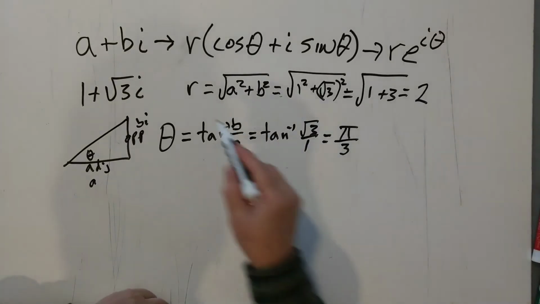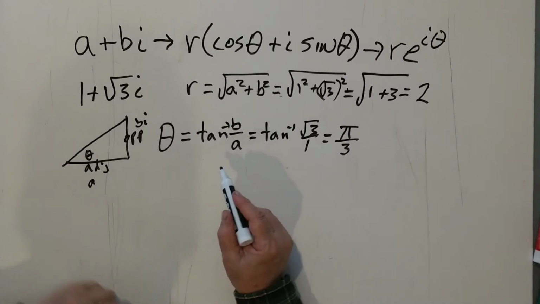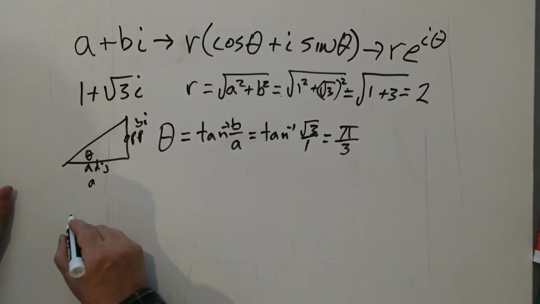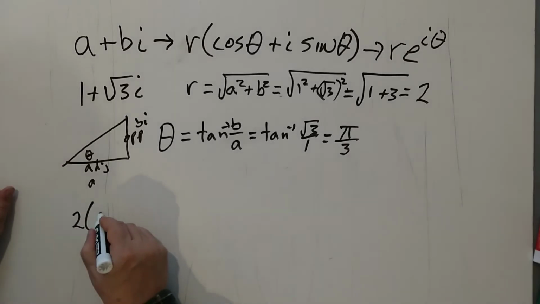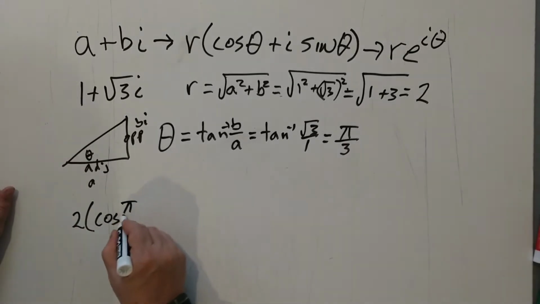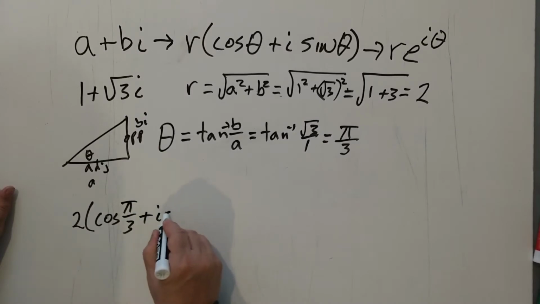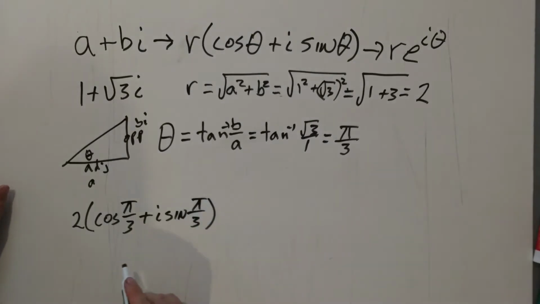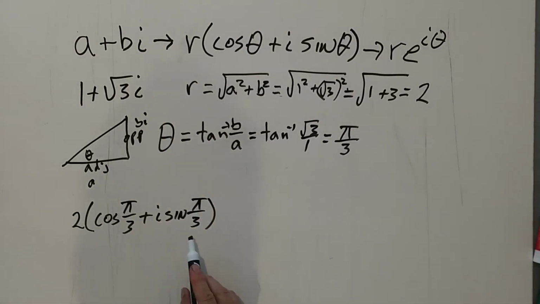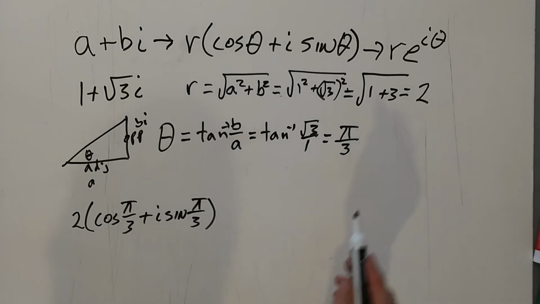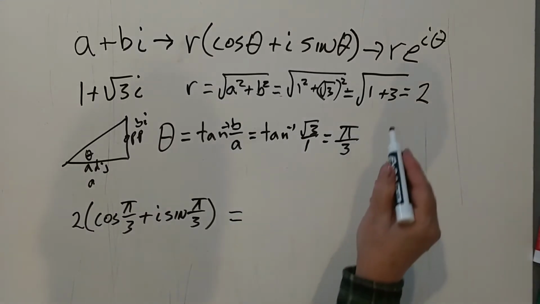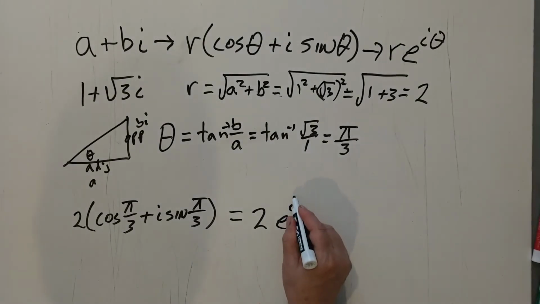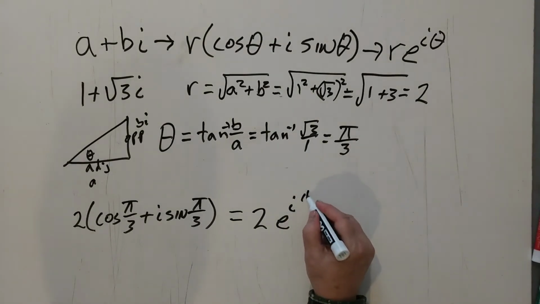So now I have the radius and I have the degree. So now this has become 2 times the cosine of pi over 3 plus i times the sine of pi over 3. I've now written it using its trigonometric values. Now we can write that in its exponential form. The radius is 2, e to the i, and the degree measure is pi over 3.